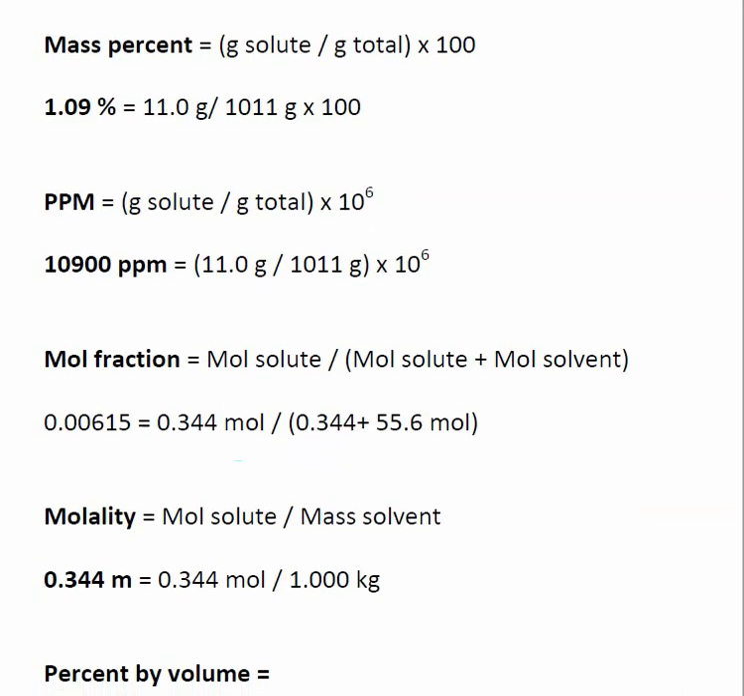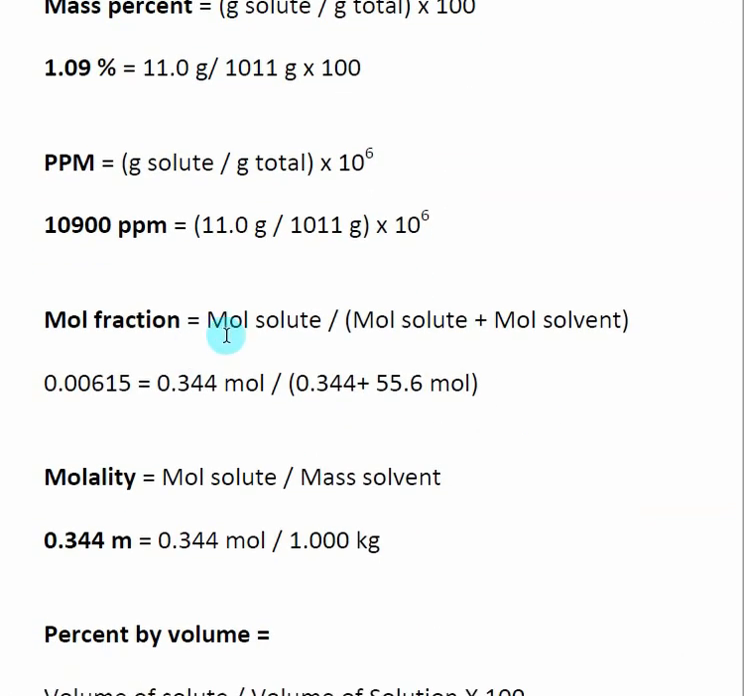Mole fraction is moles of solute divided by moles total. Moles total is the moles of the solute plus the moles of the solvent. So here we have 0.344 moles of ethanol, our solute. The total number of moles is 0.344 plus 55.6. When we do that, we get a mole fraction of 0.00615.